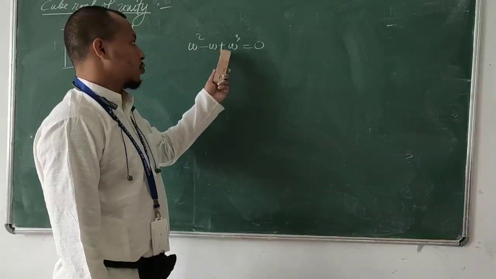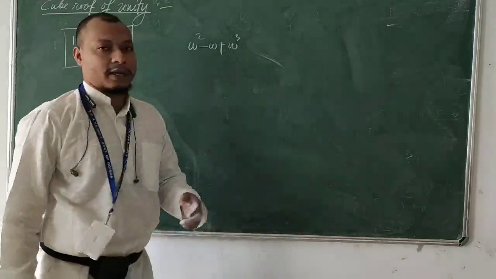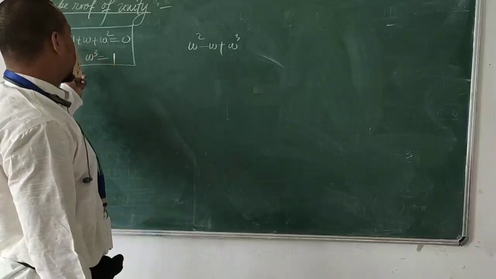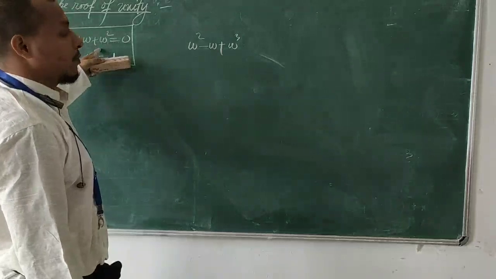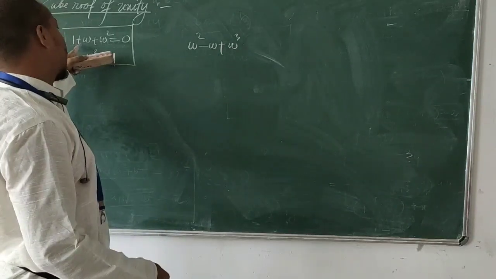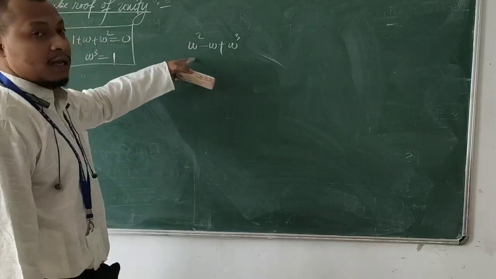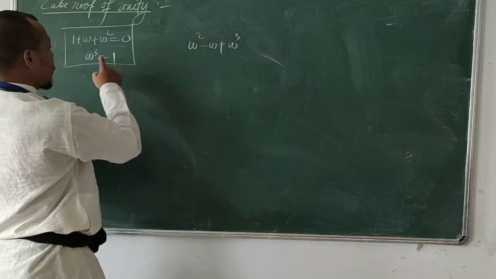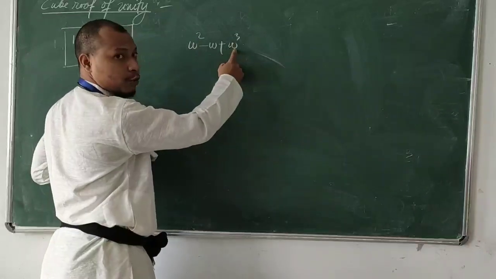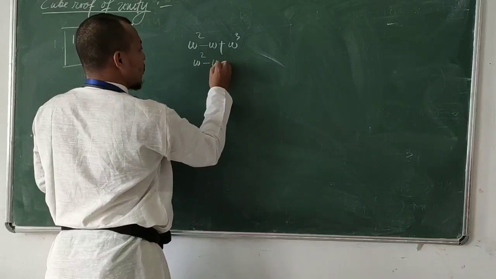Omega square minus omega plus omega cube. Sorry, not equal to 0 exactly, we need to solve it. So we are going to make use of the formula that we found in the previous slide, just a short while ago, this relationship, to find the answer for this one. Here what we need is omega cube. Omega cube is nothing but 1. So instead of omega cube, I am going to replace it with 1: omega square minus omega plus 1.